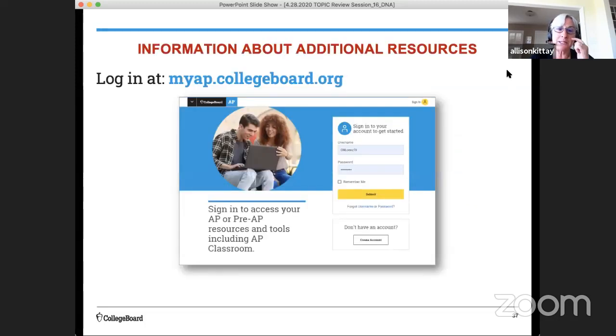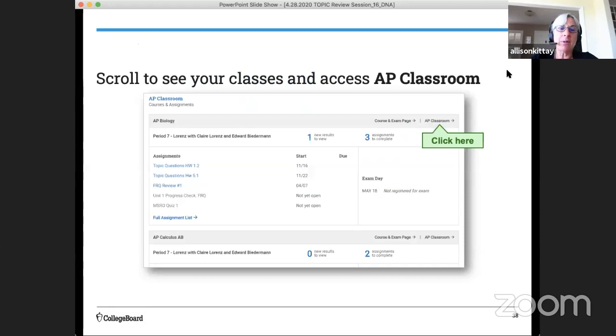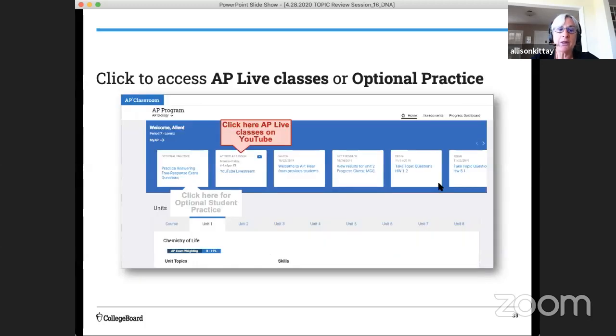So I wanted to end today by giving you a little bit more information about some additional resources that you can find on AP Central. The first thing you need to do is log in at myap.collegeboard.org. Use your username and password to sign in. If you don't have an account, you can create one. Then scroll over to where it says AP Classroom and click there. Also notice that it tells you when your exam day is and if you've registered for the exam or not.